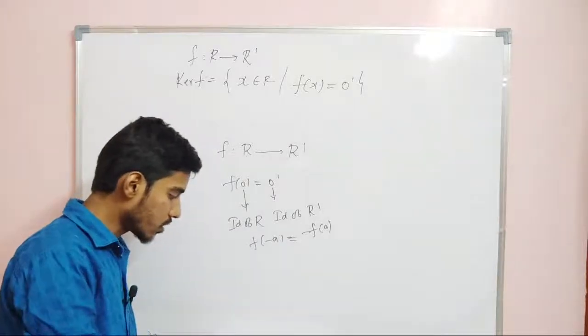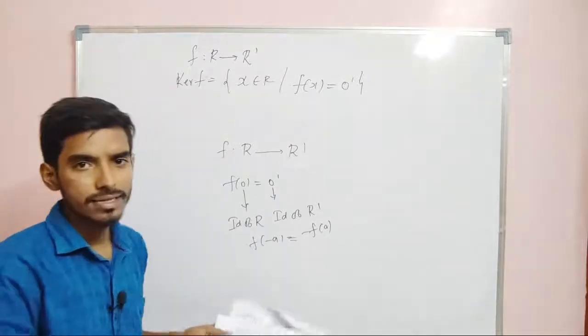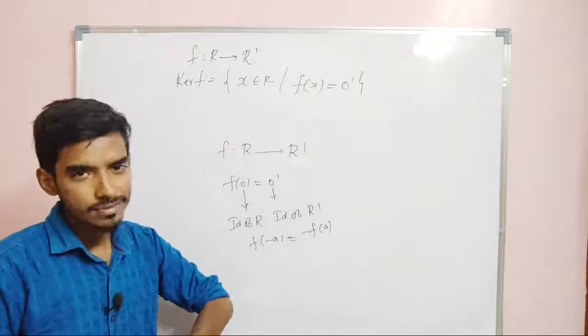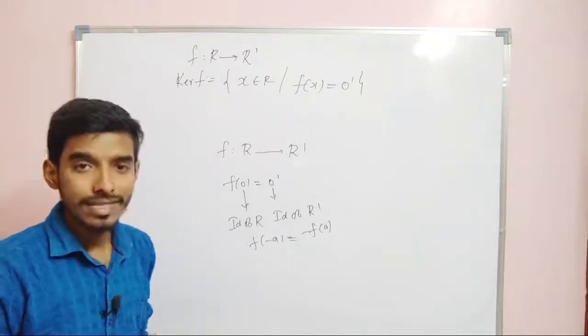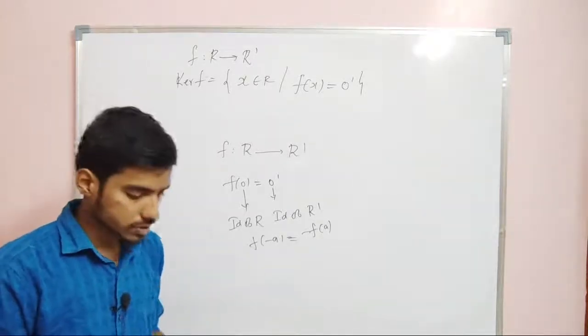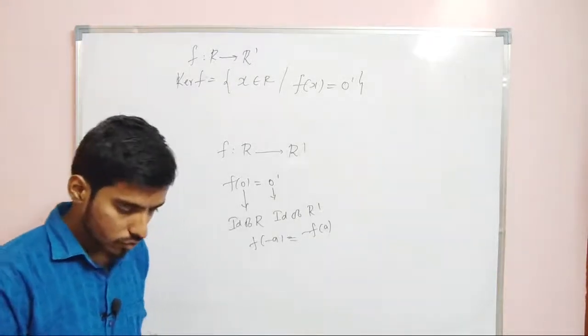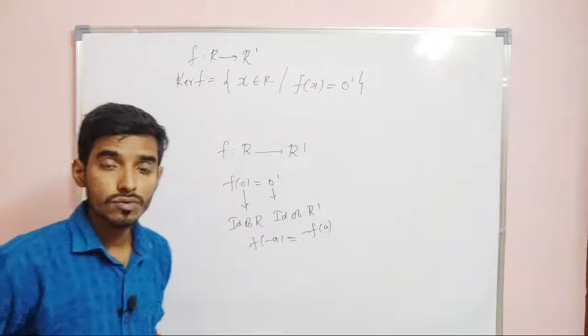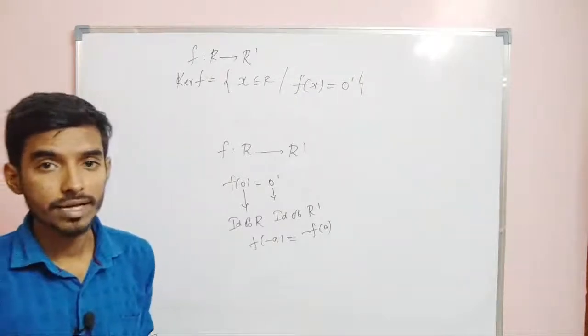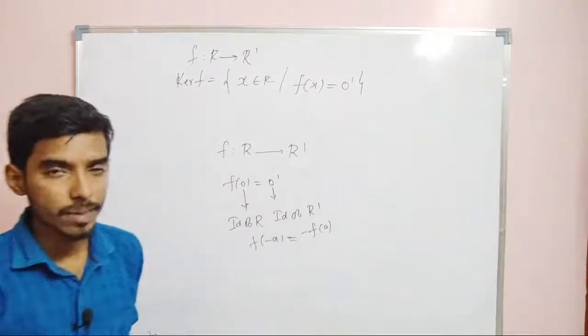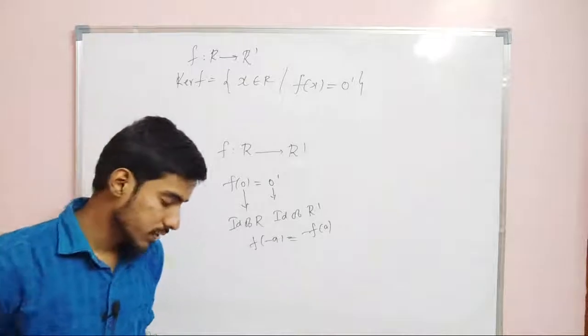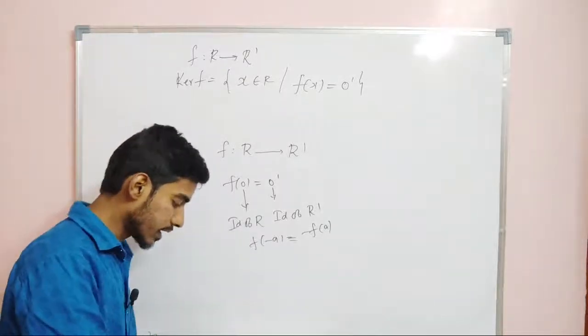We already proved that kernel is a subgroup and a normal subgroup. Now we will prove that kernel is an ideal, right? The kernel of a ring homomorphism is an ideal. For an ideal, we need to verify that it is a left ideal as well as a right ideal. So first we have to verify that it is a subgroup, and then we need to check whether it is a left ideal as well as a right ideal.